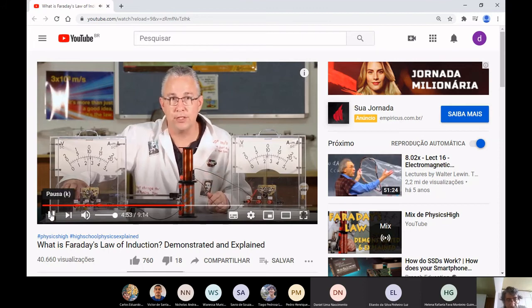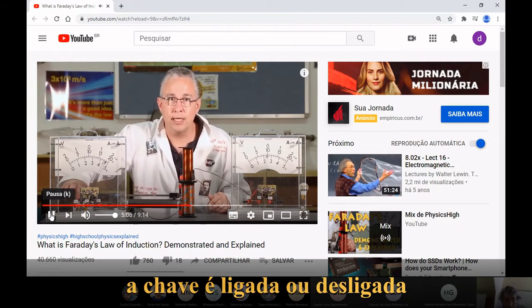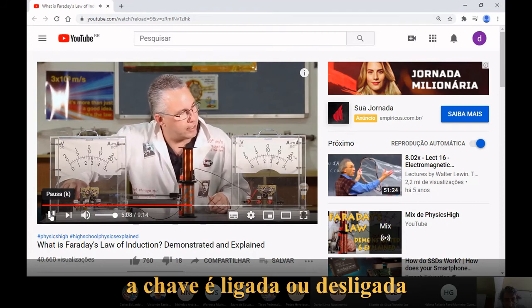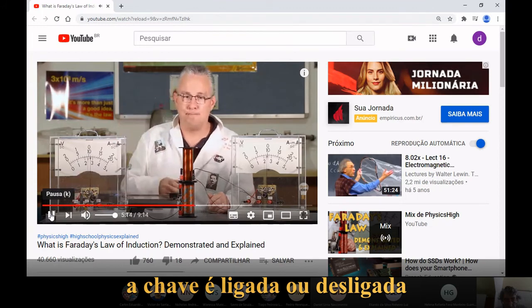Positive direction. The other thing you might notice is that the deflection only lasts momentarily. It lasts for about the time that I'm switching it on, but returns quickly to zero. Similarly, when I turn it off, it deflects and returns back to zero. Again, let's explain what's going on.